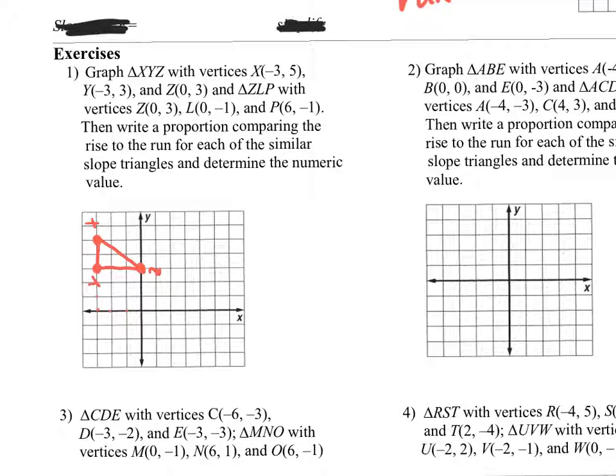And then we're going to graph triangle ZLP. Z is 0, 3, and then L is 0, -1. It's starting at that point too. And then 6, -1. 2, 3. Then -1 right there. So now I'm going to graph my triangle there. It says then write a proportion comparing the rise to the run of the similar slope of the triangles.